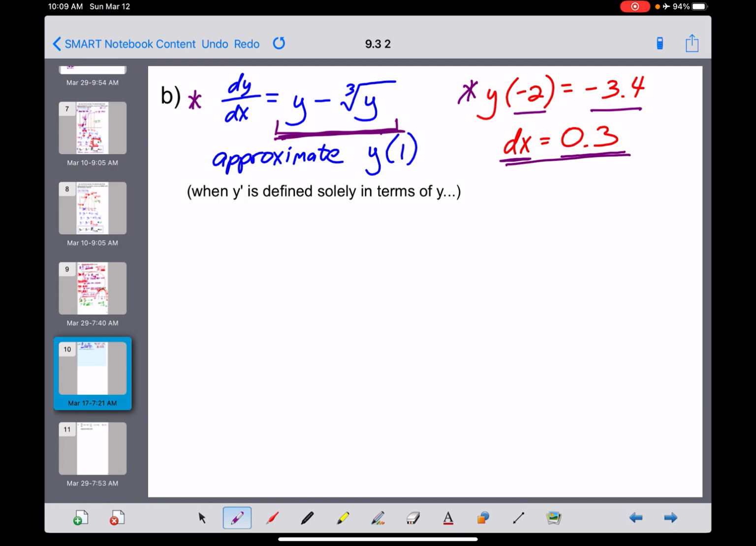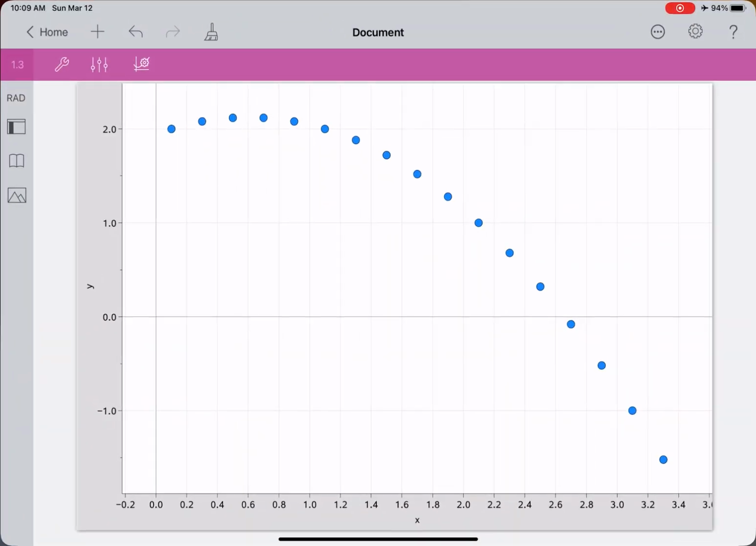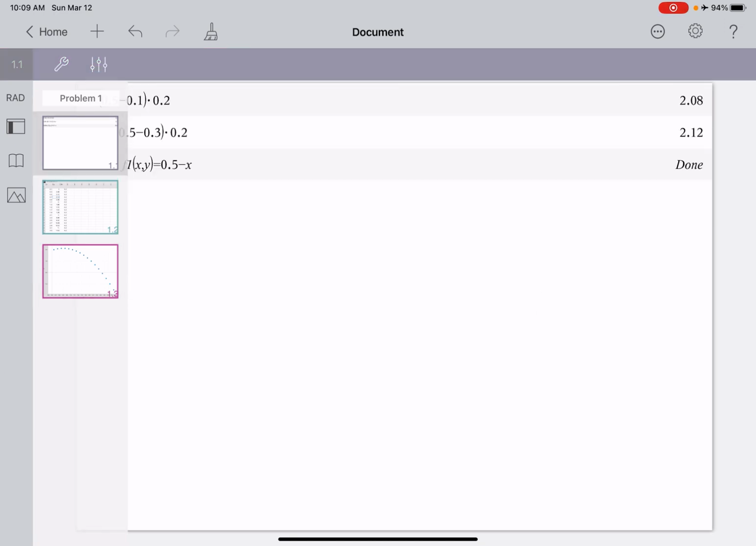So what am I going to do? All right, I'm going to write all this down on a slip of paper so I don't have to keep bouncing back and forth then. So y prime here was equal to y minus the cube root of y. All right, guys, calculator time. So let's go back to our main calculator page. So for most of us, that's probably 1.1.